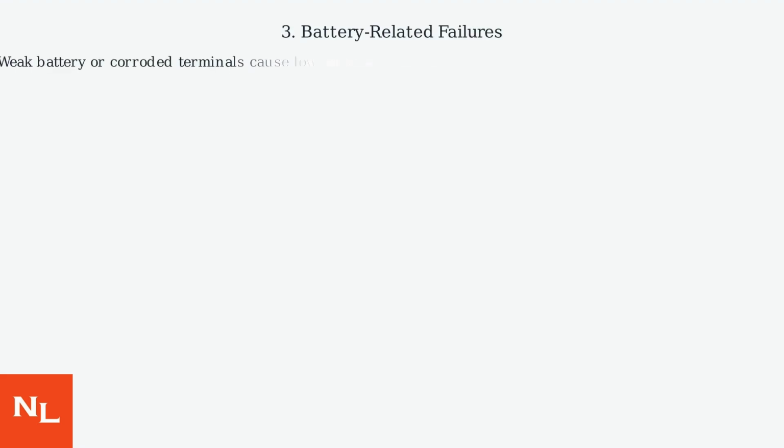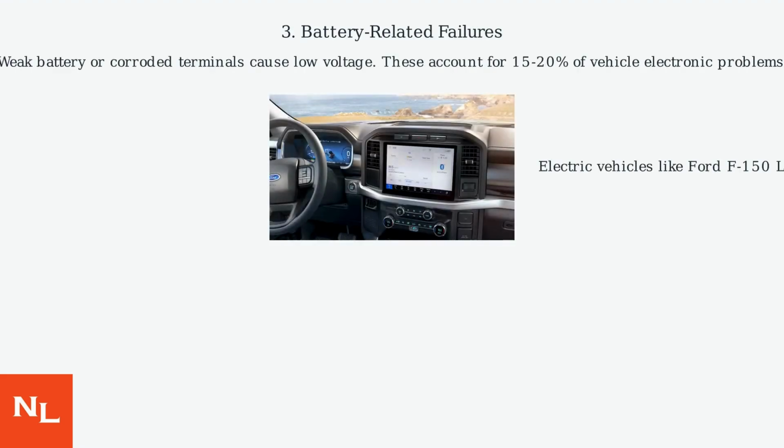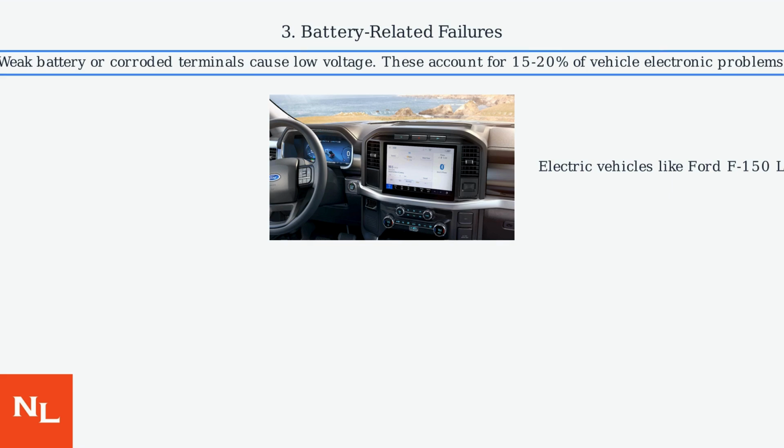Also consider battery-related failures, such as a weak battery or corroded terminals, which can cause low voltage. These issues account for 15 to 20% of vehicle electronic problems. Electric vehicles like the Ford F-150 Lightning often experience battery drain-related lockouts.